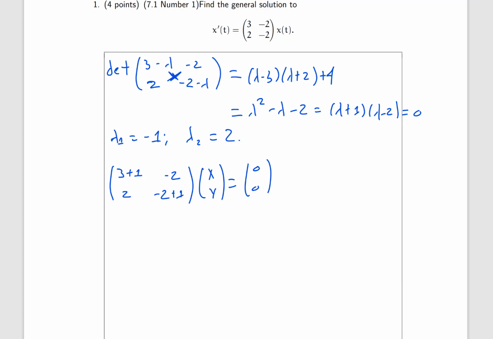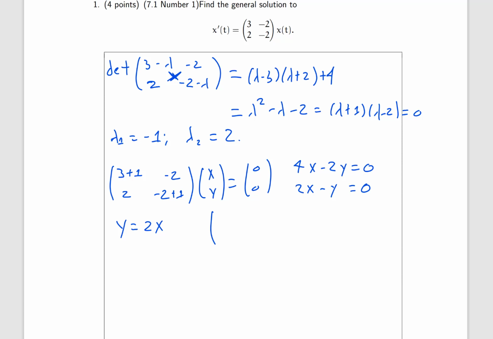And notice that if we just write this as a system of equations, the top equation is 4x minus 2y is equal to 0. And the bottom equation is 2x minus y is equal to 0. Notice that the top equation is 2 times the bottom equation. And if we've done everything correctly, the top equation will be a multiple of the bottom equation, or equivalently, the bottom equation will be a multiple of the top equation. In any case, this gives us confidence that we've done things correctly, and the bottom equation tells us that y is equal to 2 times x.